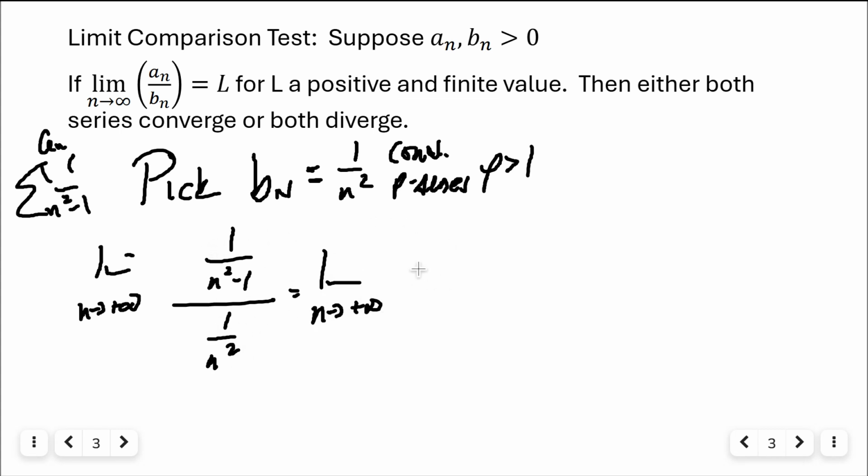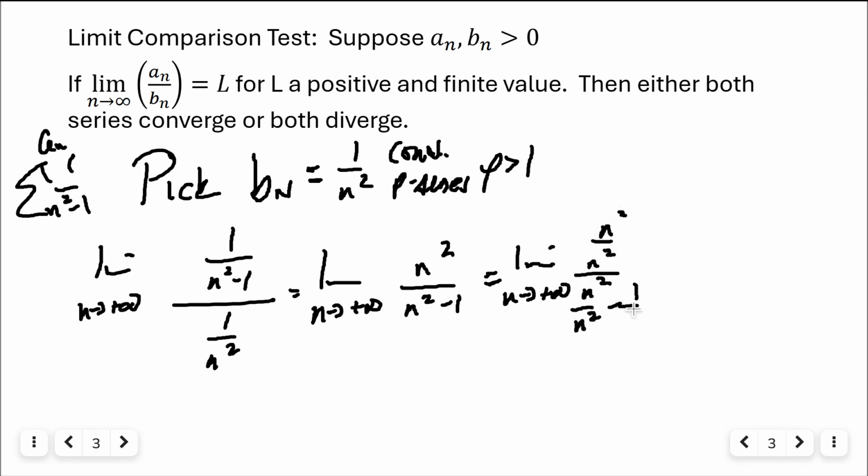So I can swap this around here, right? It would give me n squared over n squared minus 1. Divide everybody by the dominant power, or you can use L'Hopital's rule. So divide everybody by n squared, I suppose. That's going to give me 1 over 1 minus 1 over infinity. That goes to 0, so 1. So the limit, when I divide them, is 1. That's a positive and finite value.